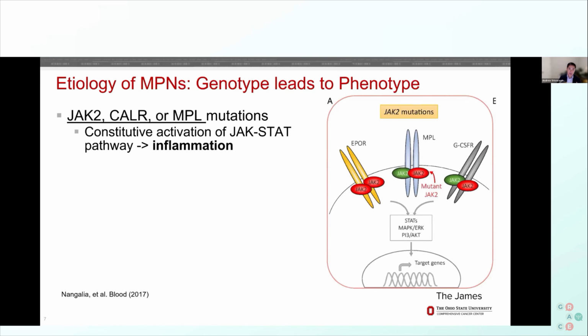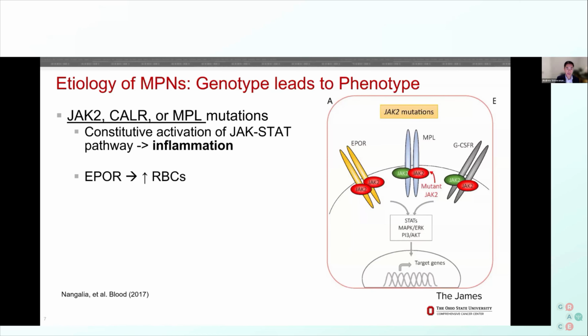So what has happened is what we call constitutive activation of this really important pathway called JAK-STAT, where things continually get made in a realm called inflammation, or a lot of activity. Specifically, this JAK2 mutation lies on a lot of important receptors on the patient's stem cells: EPO on the left, TPO in the middle, and GCSF on the right.